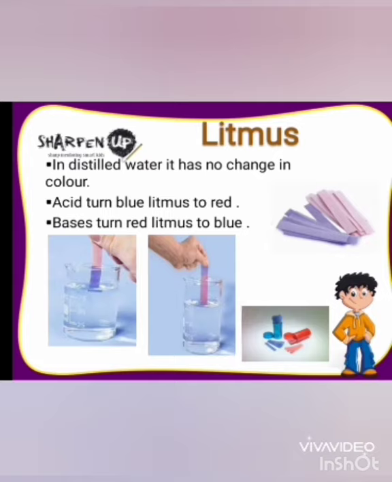Litmus is the most common indicator used in the laboratory. It is extracted from lichens and is available in the form of strips of paper called litmus paper, or in solution form. Litmus paper is either red or blue in color. In distilled water, it has no change in color. Acids turn blue litmus to red. Bases turn red litmus to blue. Other than litmus, we have a few more natural indicators like turmeric and China rose.